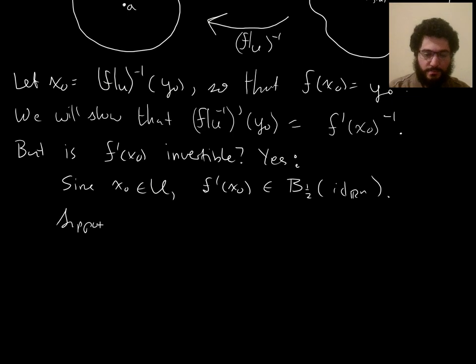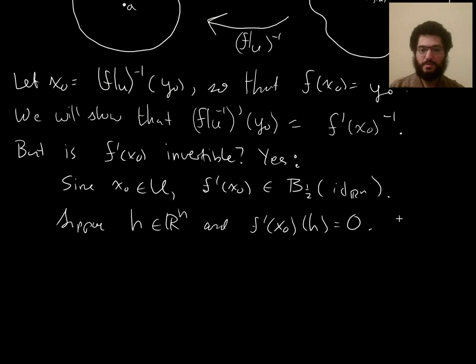So now suppose H is some n-tuple, some vector in Rn, which f prime of x naught kills. So f prime of x naught sends H to 0. Then I'm going to prove H must be 0. This will prove that f prime of x naught is injective and therefore invertible. So remember, for a linear map from a vector space to a vector space of the same dimension, like f prime of x naught here, injective and surjective are each equivalent to invertible. So I'm going to prove that f prime of x naught is injective.